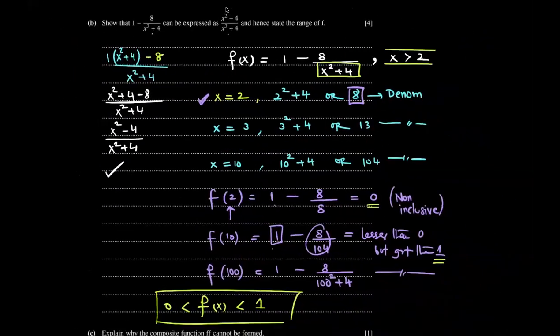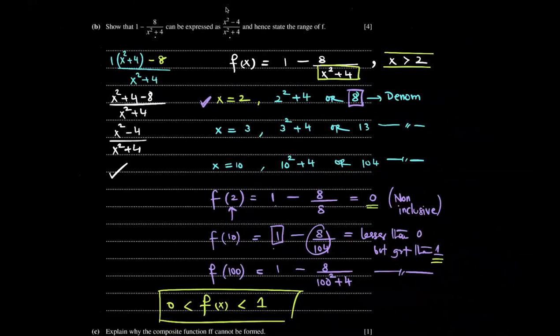Okay, now let's focus on this. This thing over here is the domain. This whole thing is the function. This is the denominator. If I plug in 2 over here, 2 squared plus 4 is 8. 1 minus 8 over 8 is 1 minus 1, which comes out to be 0. As I keep on increasing the x value, the denominator keeps increasing. Therefore, this answer is almost becoming 0. 1 minus 0 will be left with 1.